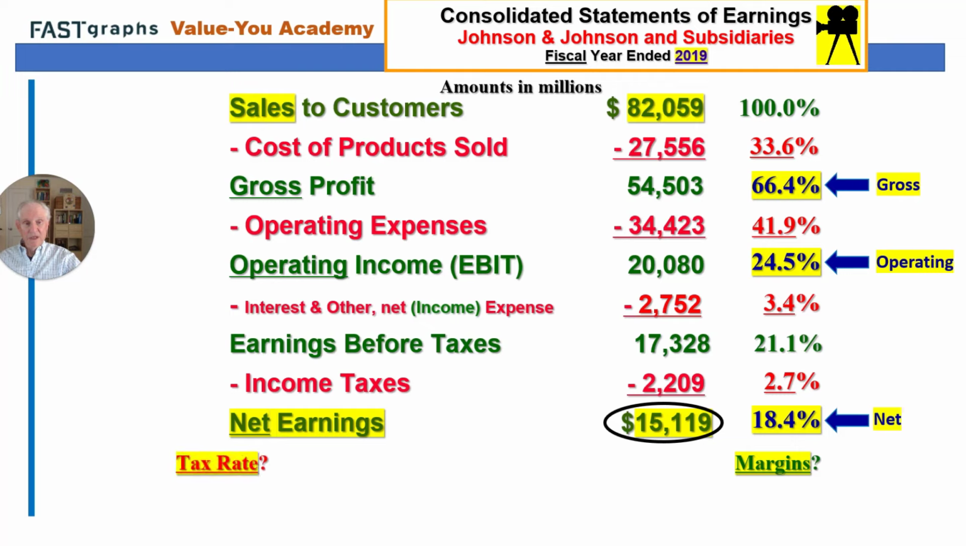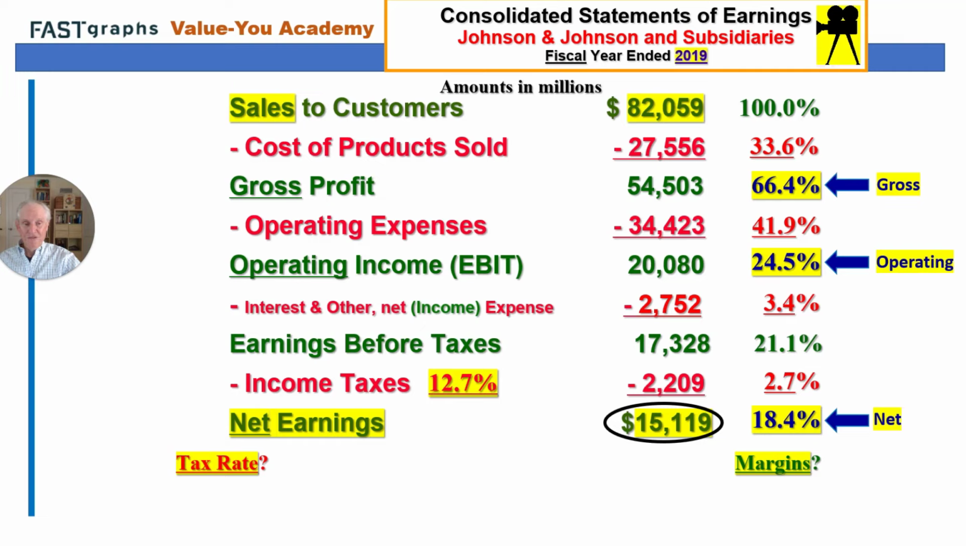Now, the tax rate, if you take 2,209 and divide by 17,328, they have a pretty good tax rate, only 12.7 cents. We could get in the notes and find out why that is below the common U.S. corporate tax rate. There might be some loss carryforwards. They got rid of a division, and so forth and so on.